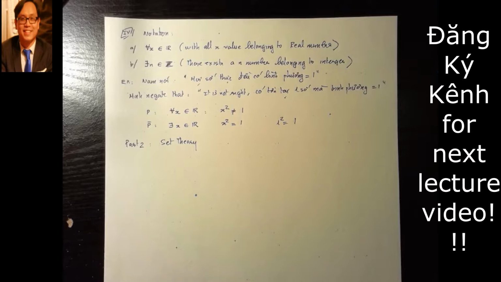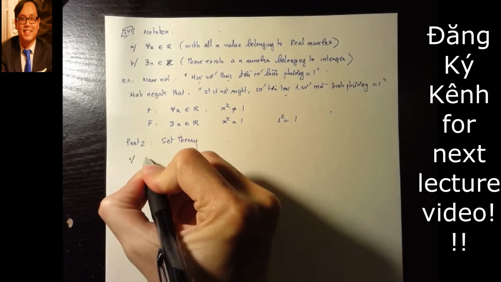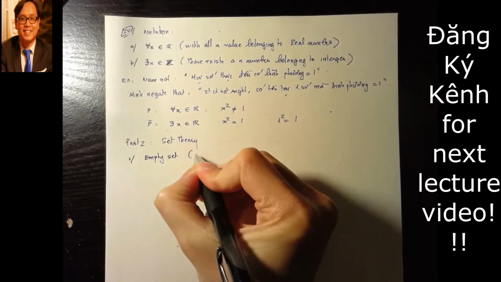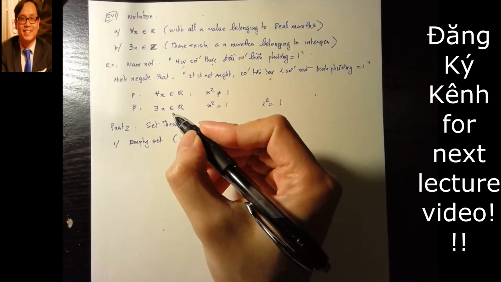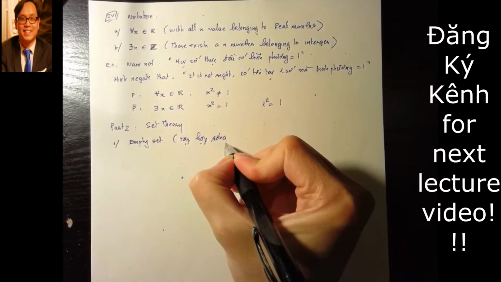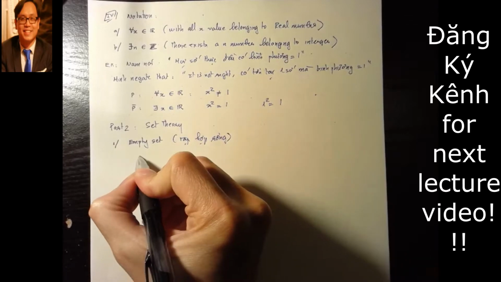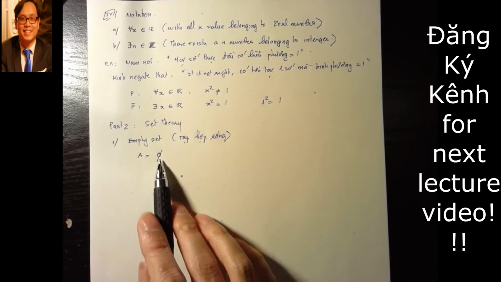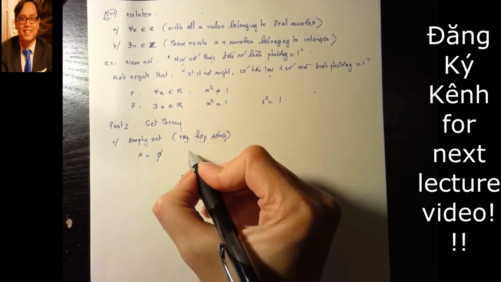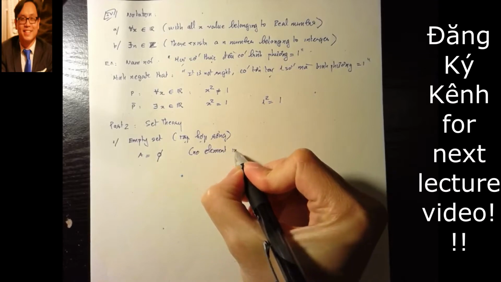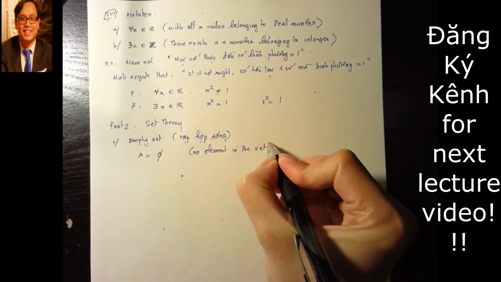Tập hợp rỗng là tập hợp không có một phần tử nào. So empty set có nghĩa là tập hợp rỗng. And we notate it with this symbol. We use this symbol to represent the empty set. It means no elements in the set.